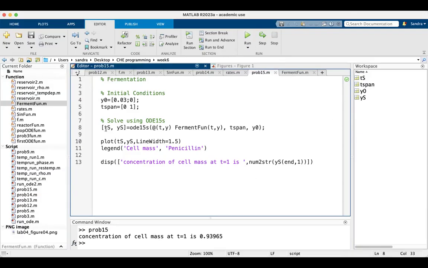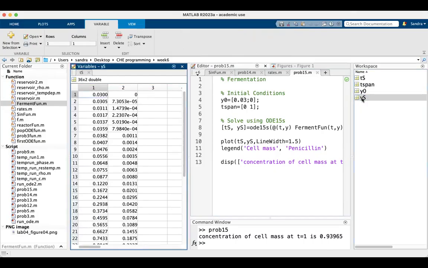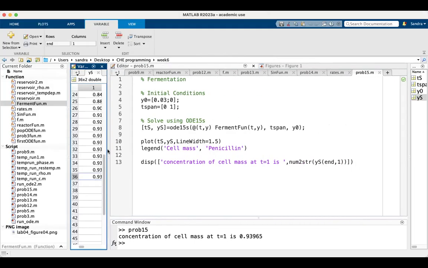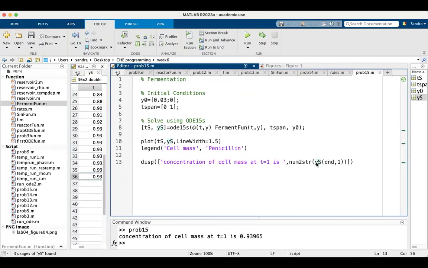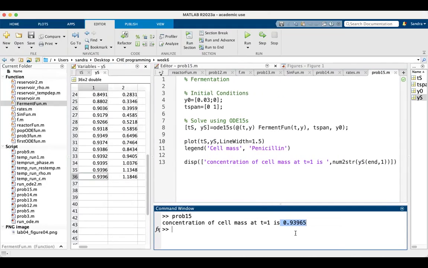And you will get your TS and YS as your solution. TS goes from 0 to 1, and correspondingly in YS, the first column will be cell mass and the second column will be penicillin. We need to get the cell mass at t equal to 1, that is the last value. So how do you extract that? You can write display of ys, the solution vector, end, which means the last row, first column, and that will be the cell mass. And that value is 0.93965. You can just confirm it here. 0.93965. Is this clear? That is how to use ODE solvers, and you can solve any kind of problem using this.